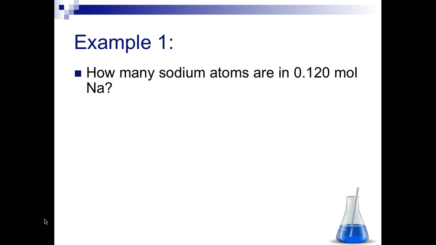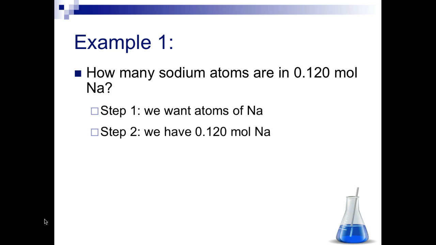So let's look at a couple example problems. And we will go through this step by step and we'll go slow. Make sure you make a lot of notes, and if you have any questions, write them down in your notes so you can ask me tomorrow in class. So example 1: how many sodium atoms are in 0.12 moles of sodium? So first, step 1, what do we want? Read the question and what do you want to find out? We want to find the number of atoms of sodium.